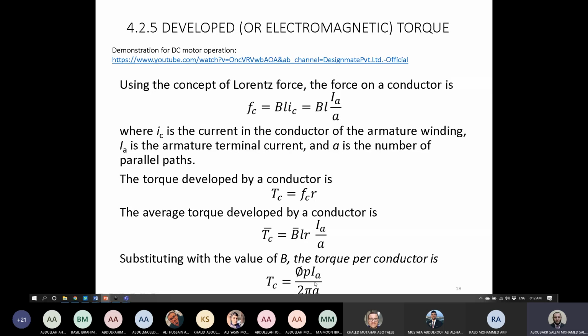We have here B multiplied by L multiplied by R. If you get the value of flux in terms of B multiplied by area, you can get the relation as phi multiplied by the number of poles multiplied by I_A divided by 2πA. So this is now considered as the torque for one coil or conductor, which is considered as the average torque now.